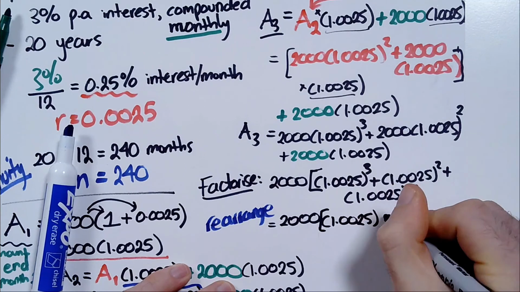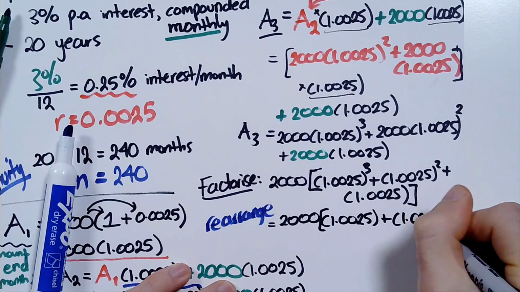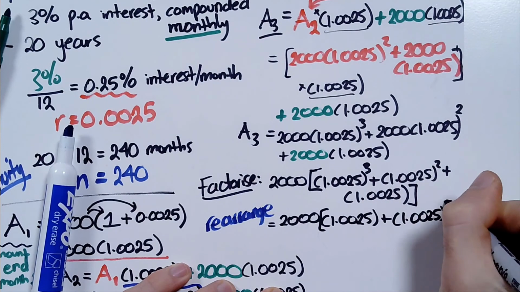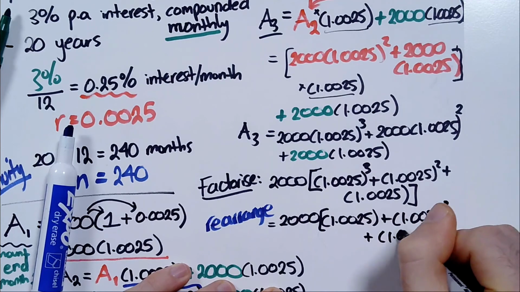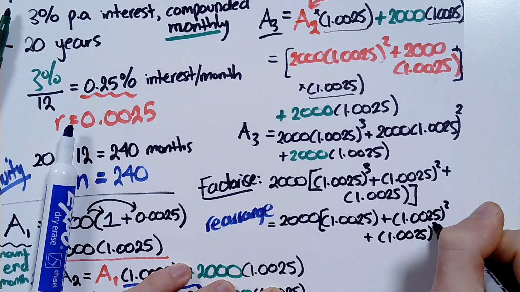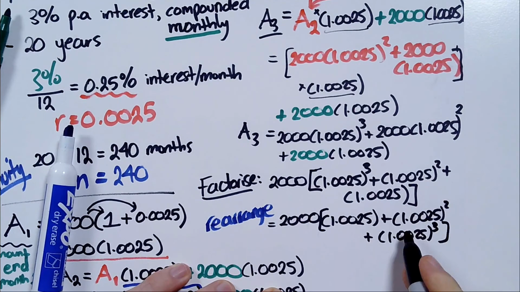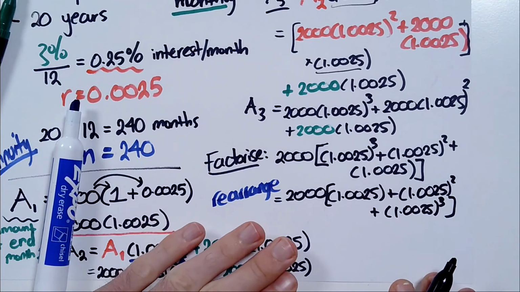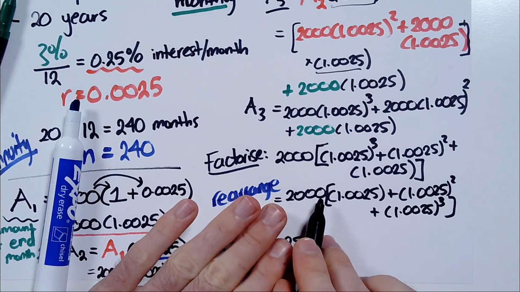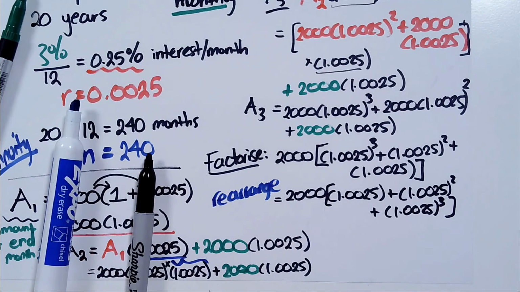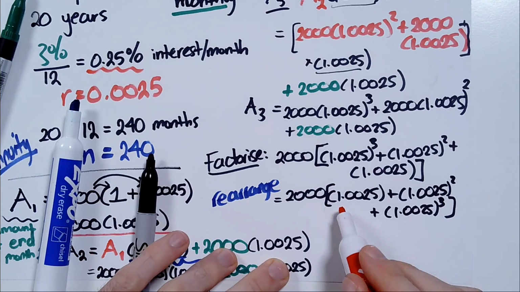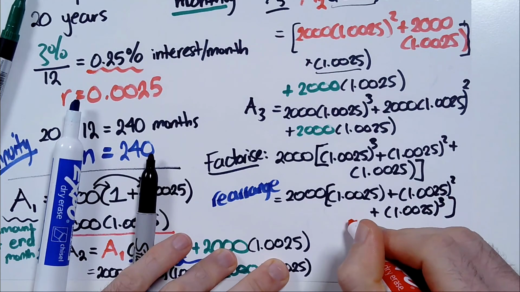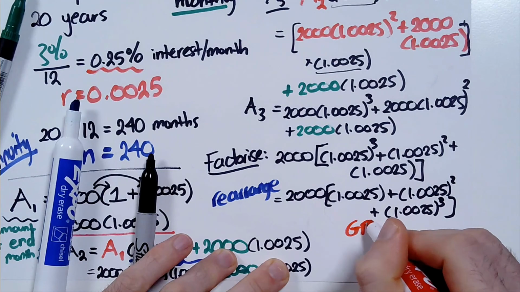1.0025 plus 1.0025 squared plus 1.0025 cubed. See here, it's exact same as that line. I've just rearranged the order from smallest to biggest. And hopefully what you can now see is that, if we ignore the $2,000, within this bracket is a GP, a geometric progression.